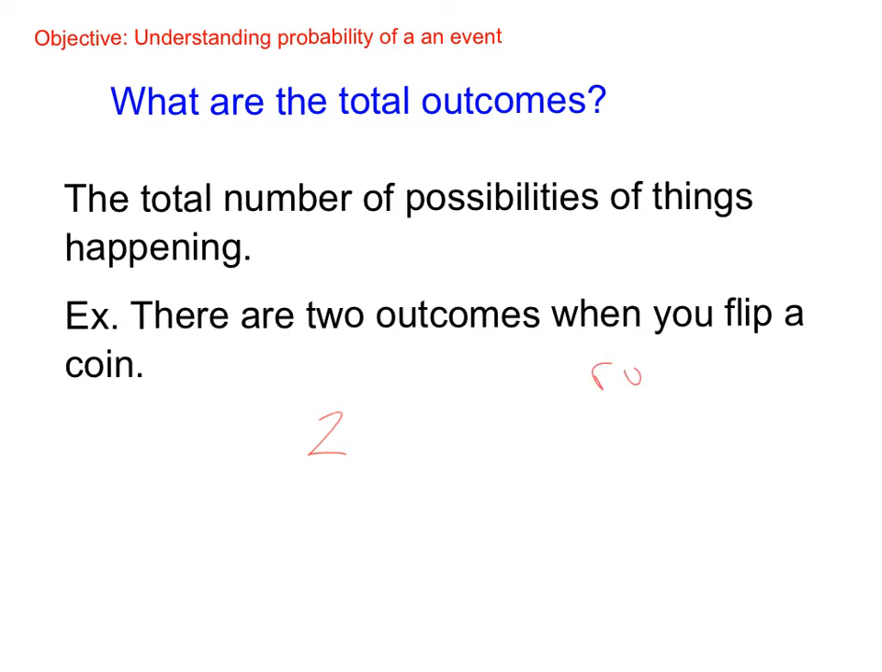If I roll a die, I don't remember how to spell it. I think it is D-I-E. If I roll a die, it's 6 sides, right? 1, 2, 3, 4, 5, 6. If you have a deck of cards, there are 52 possibilities for picking a card, because there are 52 cards in a deck.